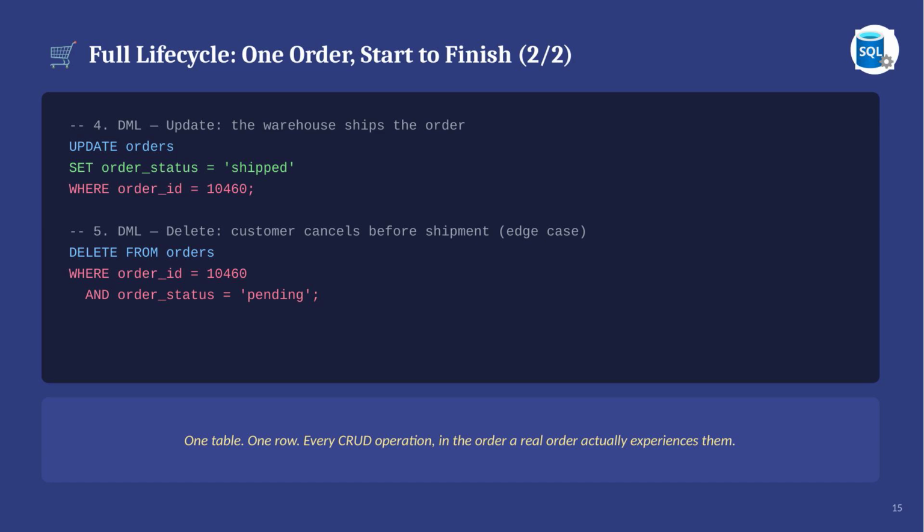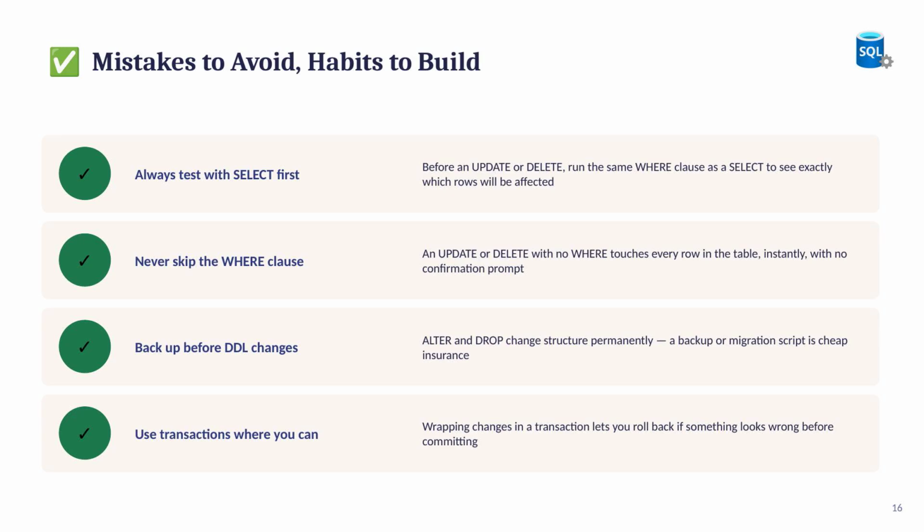Continuing the life cycle, step 3. The warehouse ships the order, that's DML, update, setting the order status to shipped for that specific order ID. And step 4, an edge case. The customer cancels before the order actually ships, that's DML, delete, removing that row, but only if its status is still pending, so we don't accidentally delete an order that's already on its way. One table, one row, every single CRUD operation, in the exact order a real order actually experiences them in a real system.